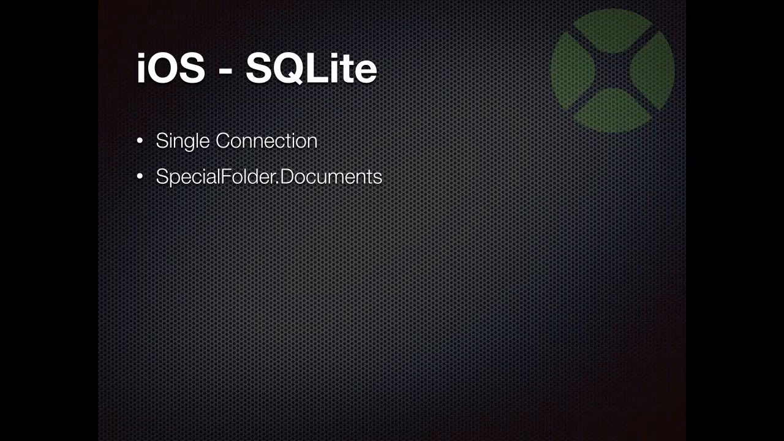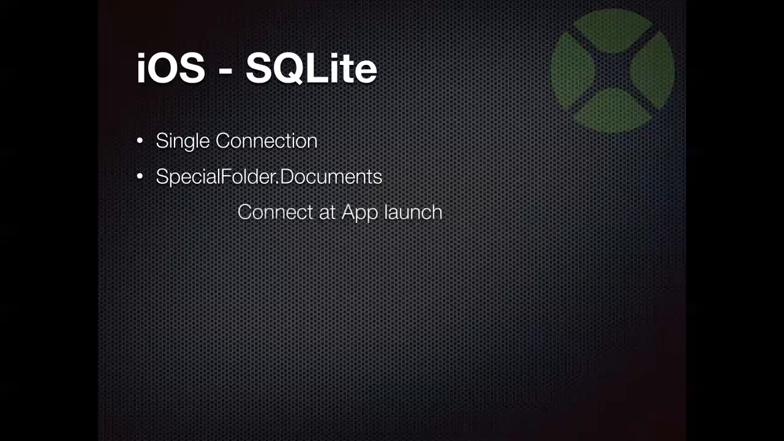One cool thing about putting it in the documents folder is there is a way in iTunes, in conjunction with a plist setting you can put in your app, to make this file essentially show up in iTunes as, I forget the term, but it's a shared file that you could then download right out of iTunes and get access to, which might be handy for testing purposes. Generally, you want to connect to the SQLite database right at app launch, just like with a desktop app.